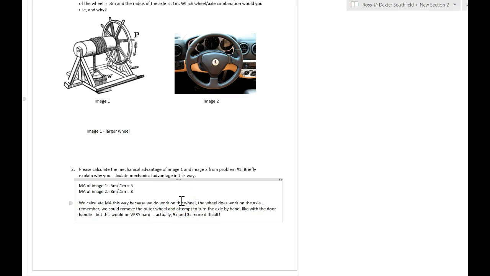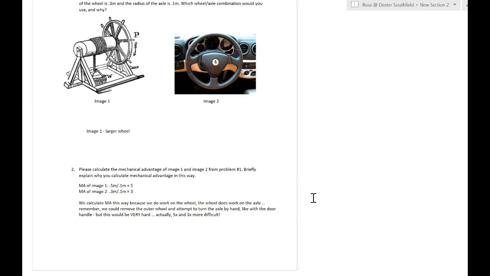So we see there that image 1 makes the job 5 times easier, while image 2 makes it 3 times easier. Image 2 is still a good choice, right? The Ferrari wheel, you would still rather use that wheel than no wheel at all, but it's not quite as good as the pirate wheel. That's what we're going to call image 1.